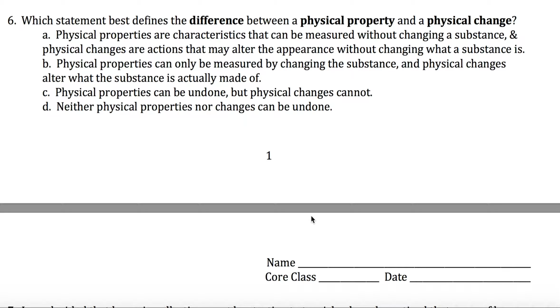Question 6. Which statement best defines the difference between a physical property and a physical change? A. Physical properties are characteristics that can be measured without changing a substance, and physical changes are actions that may alter the appearance without changing what a substance is. B. Physical properties can only be measured by changing the substance, and physical changes alter what the substance is actually made of. C. Physical properties can be undone, but physical changes cannot. D. Neither physical properties nor changes can be undone.